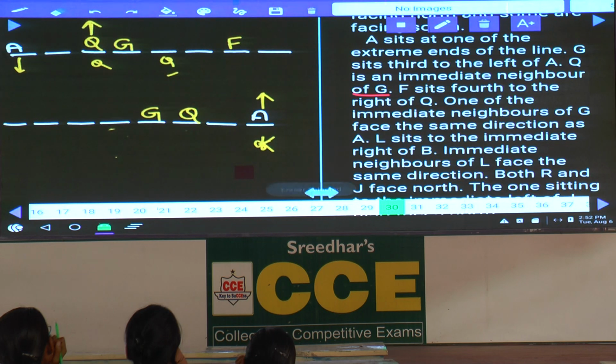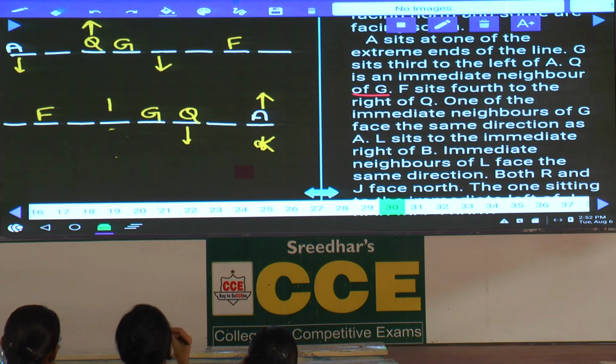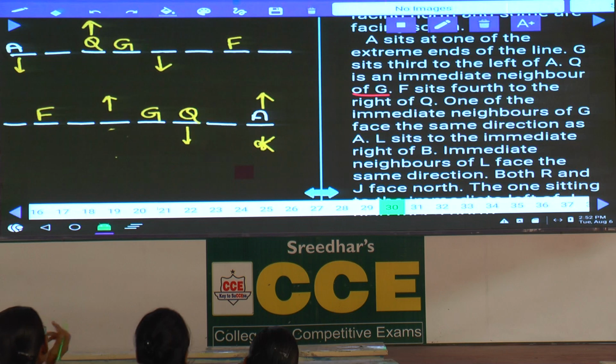That means Q must be facing towards south. Then 1, 2, 3, 4, F will be here. F sits 4th to the right of Q. One of the immediate neighbors of G is facing the same direction as A. One of the immediate neighbors of G facing the same direction as A means this person is facing south. One of the immediate neighbors of G is facing the same direction as A, this person is north.